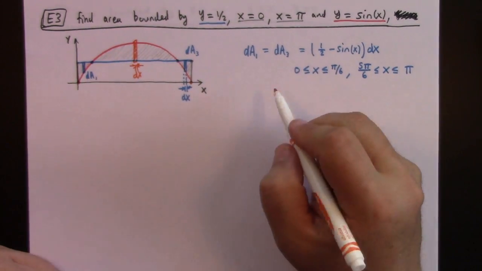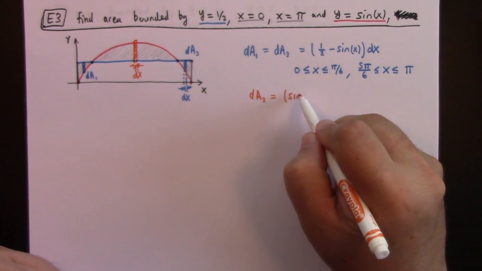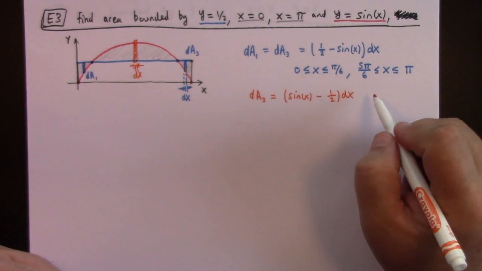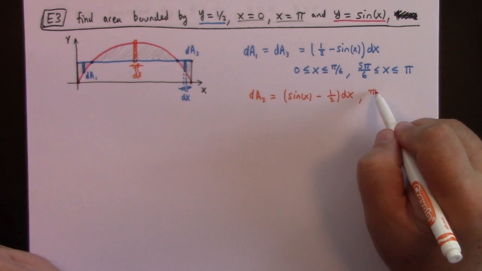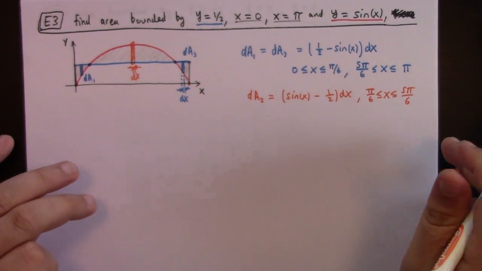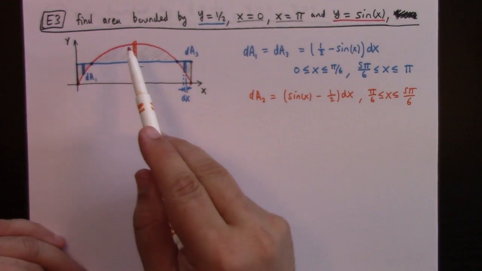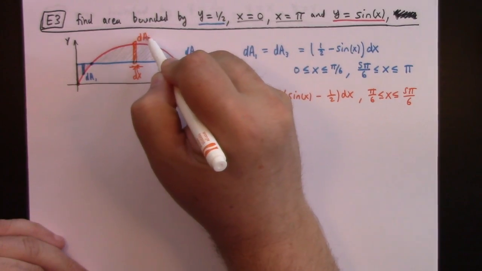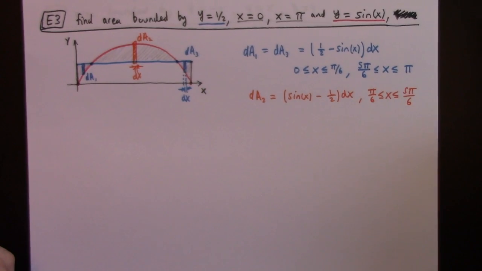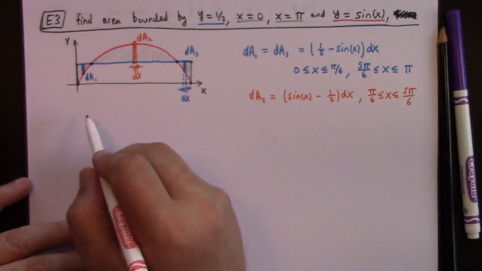But it's pretty clear that dA2 is equal to sine x minus 1/2 dx, and that's going to be true for pi over 6 less than or equal to x less than or equal to 5 pi over 6. So if I want to find the total area bounded by these curves, I have to add the area for region 1 plus region 2, plus region 3. Now by symmetry of the problem, it's pretty clear that area 1 and area 3 are equal.